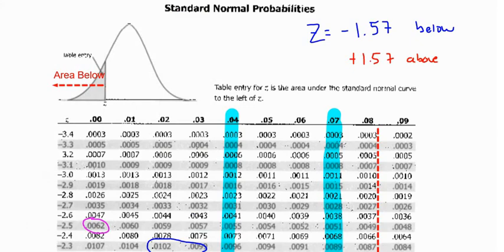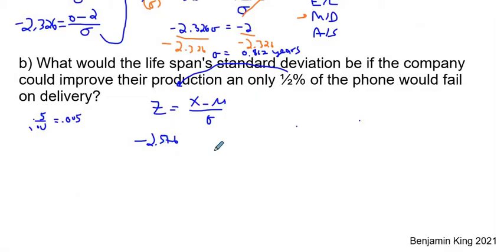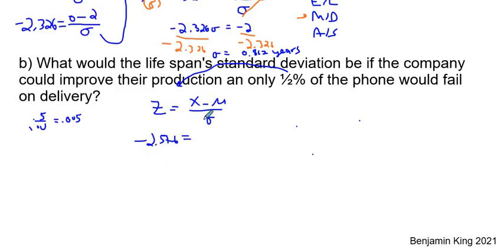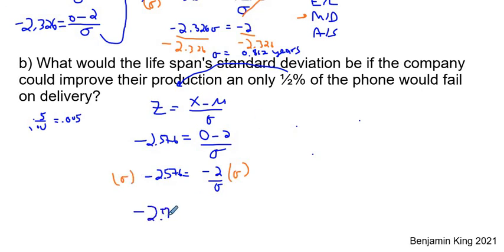And that's why, of course, using technology really helps. So now that we found this value again from Desmos, getting this nice accurate z-score approximation, we're going to have x as fail on delivery, so 0. The mean was 2. We're looking for the new sigma with this improved level of quality. And so we're still going to multiply by sigma on both sides. Okay, and that'll give us negative 2.576 sigma is equal to negative 2.